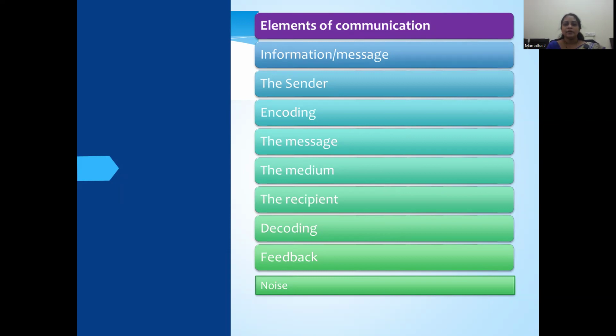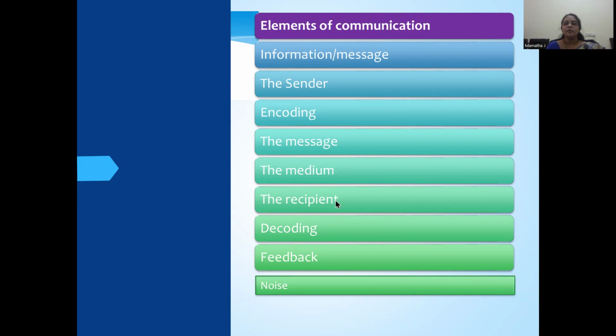So in this slide, you can see the elements of communication. The first and foremost thing you should have is information or a message with you. Then there should be one person who is called the sender, who has a message with him or her, and that message has to be conveyed to the other person. So this sender understands the message and attaches meaning to the message. That is called the encoding process. So once the encoding is done, the message will be passed on through the medium. So the suitable medium to pass on to the recipient will be identified.